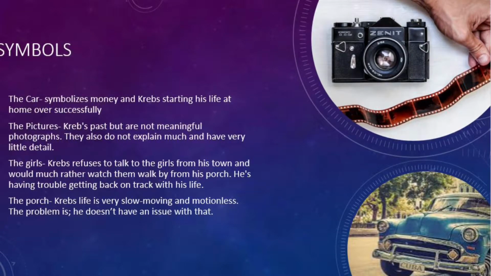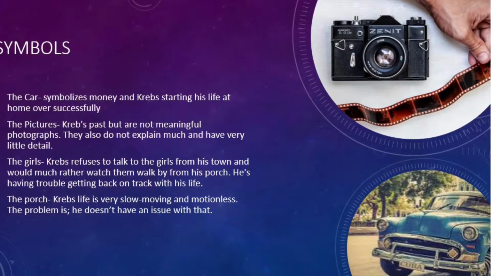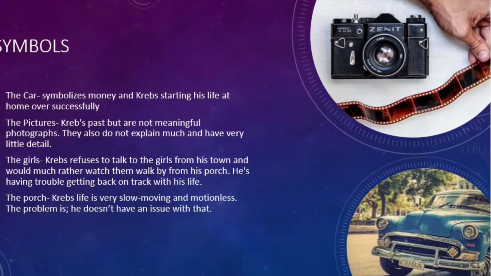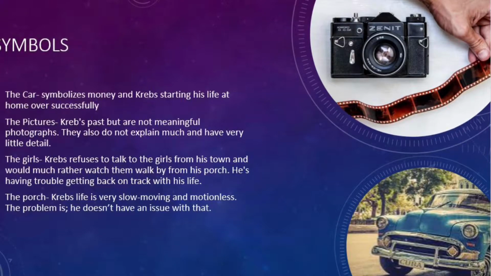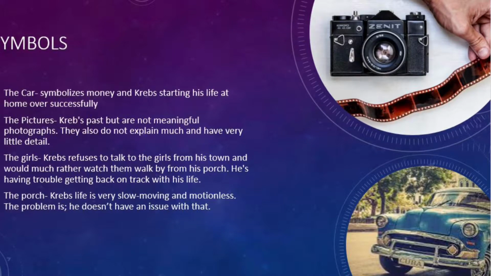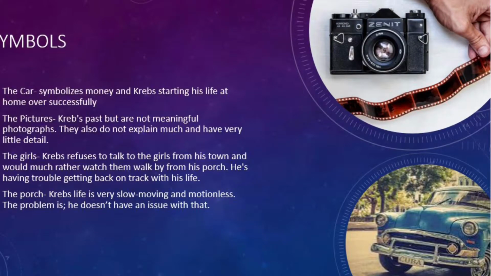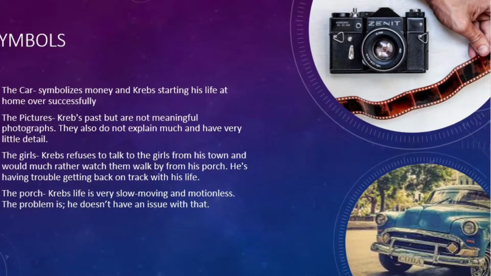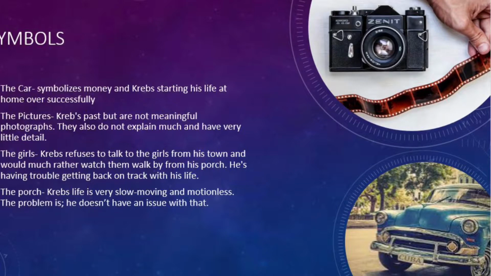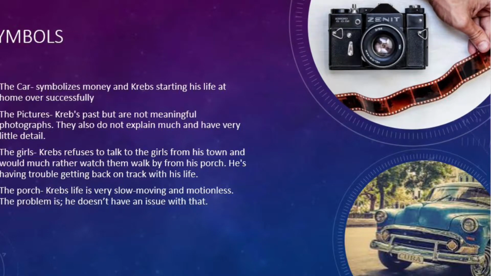The pictures represent the past, but don't explain Krebs' past very well. In one picture, he shows him and some soldiers all wearing the same thing. The other photo shows Krebs and two German girls. The girls symbolize the life that Krebs used to have before he left for war, that he no longer relates to. Krebs does not have an interest in talking to the girls and just likes to sit back and watch them. His trauma from the war is a roadblock for his getting back to his normal life.